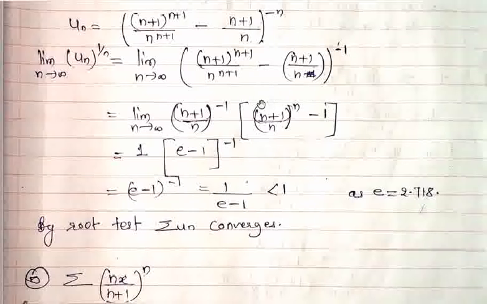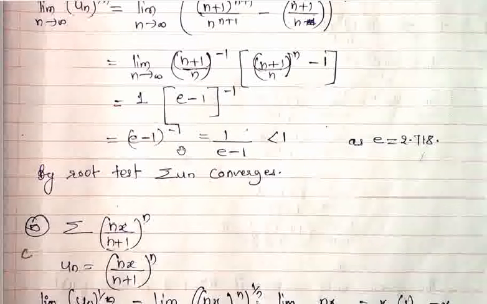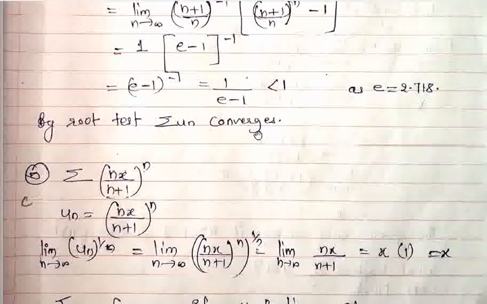So this can be evaluated as e, so e to the power of minus 1. You can take out the factor of n, cancel it down, and you get 1. So e minus 1 to the minus 1 is 1 divided by e to the minus 1, which is less than 1. So by Cauchy's nth root test, the sum of un converges.